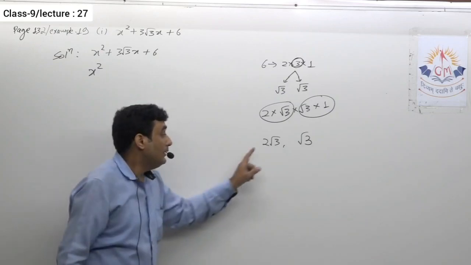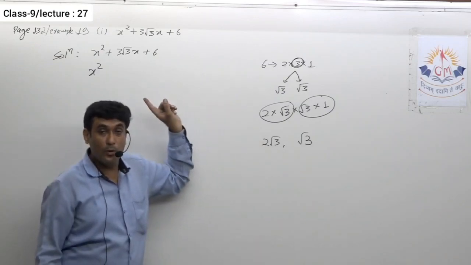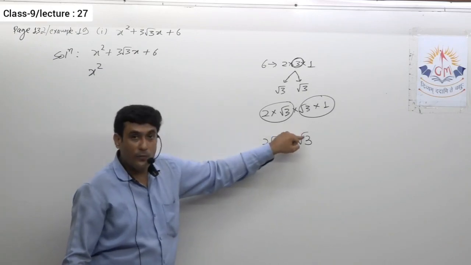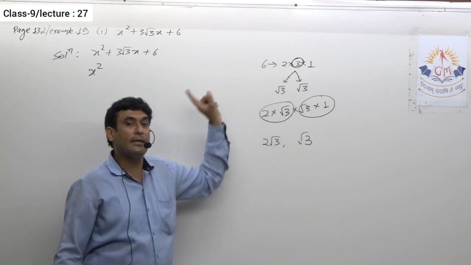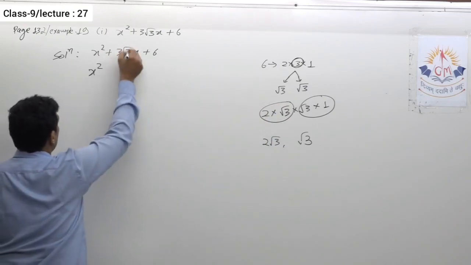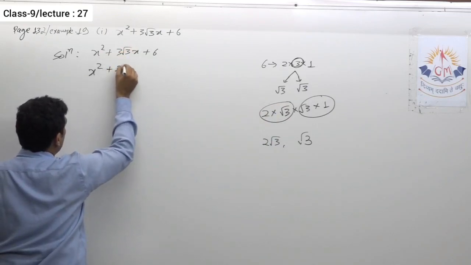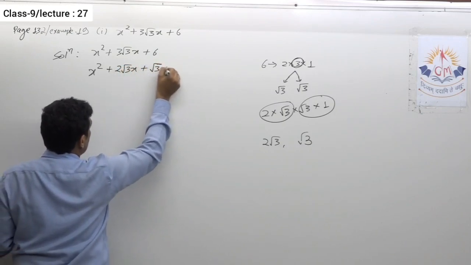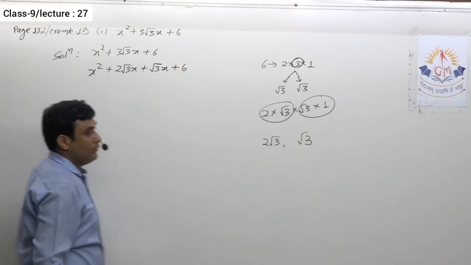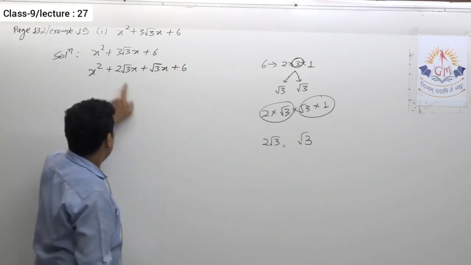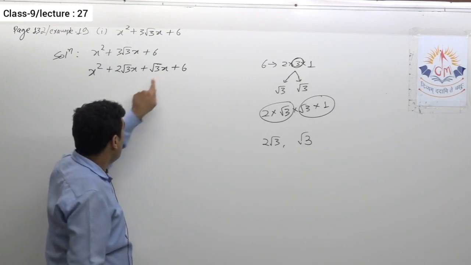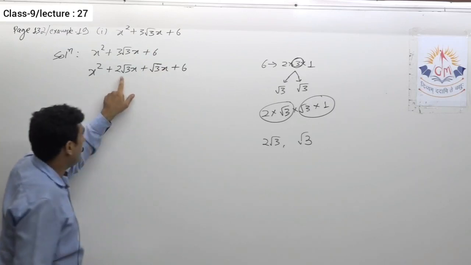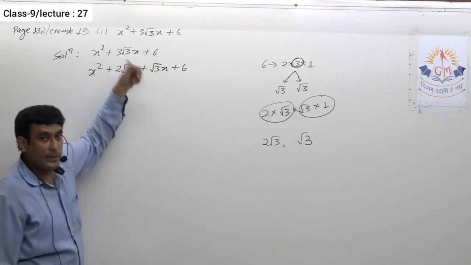Now we have to think whether their sum is the middle term or not, whether their difference is the middle term or not. So this is 2 root 3, this is 1 root 3. Definitely when we add, we will get 3 root 3, isn't it? So in the place of 3 root 3, I write 2 root 3 plus root 3 x plus 6. Now do check whether the product of these two is equal to the product of first and last or not. Sum is okay: 2 root 3 plus root 3 is 3 root 3.